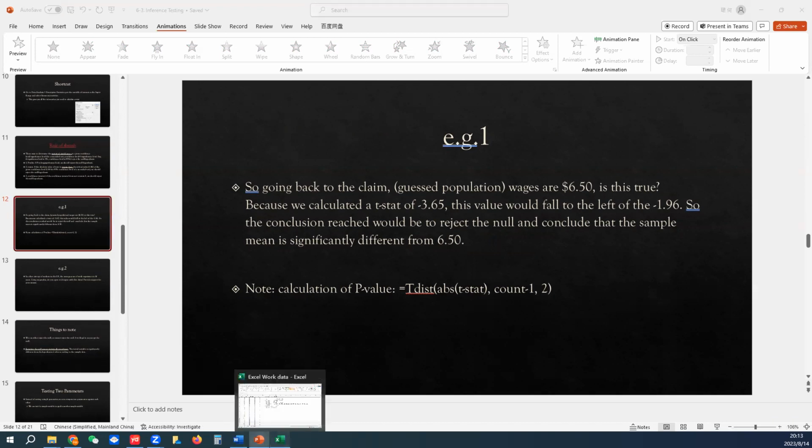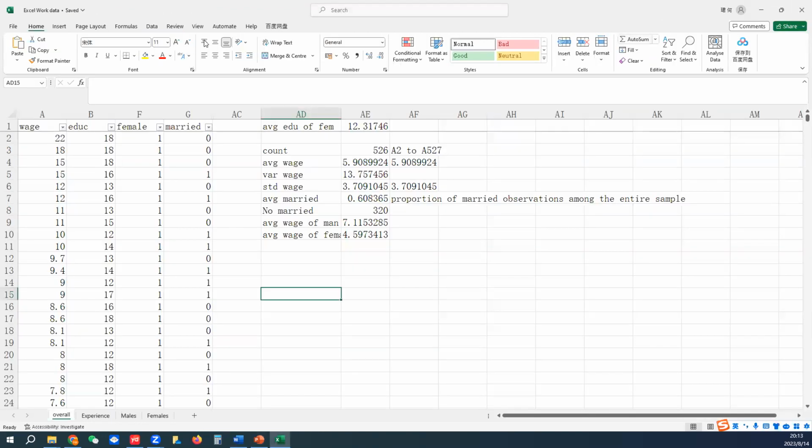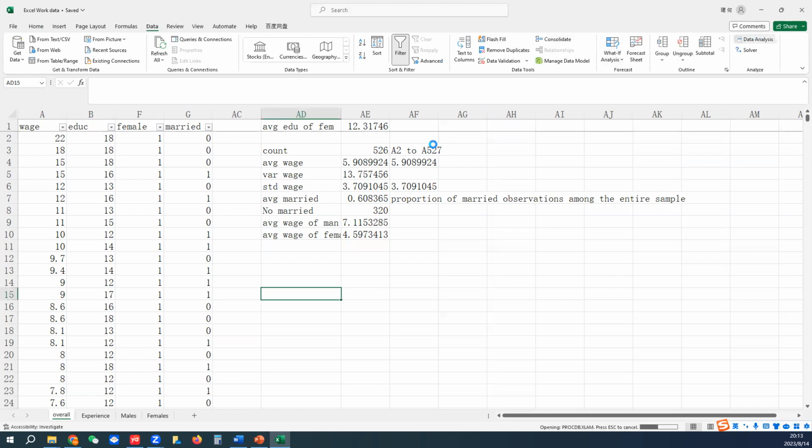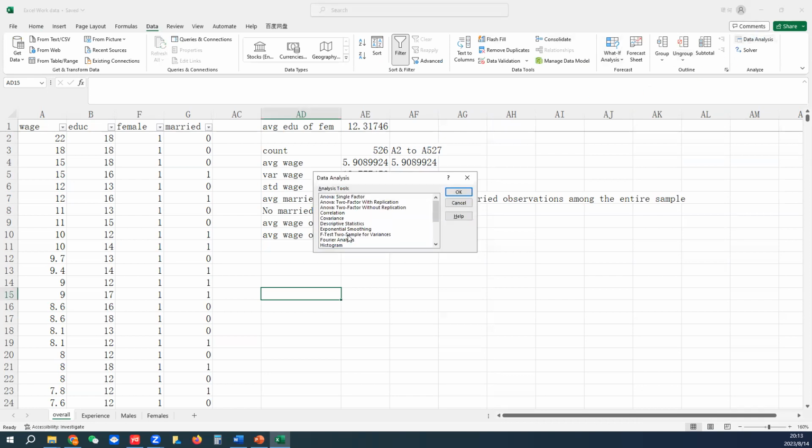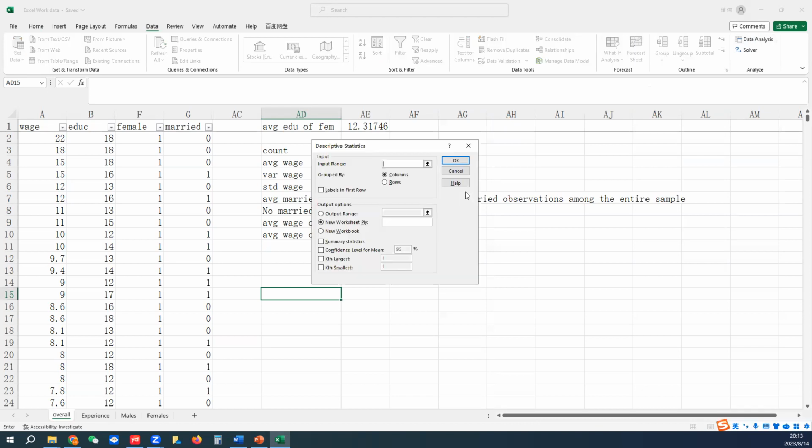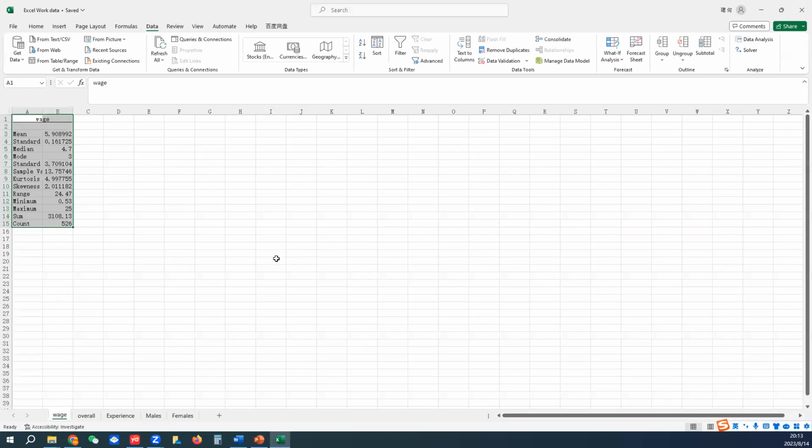The shortcut is to find the summary statistics. So what we do is we go to data analysis, and we go to descriptive statistics. We have input range as A, and it has the label as the first row. We have a new worksheet, and we name it salary wage. And we have to look at the summary statistics. So this is the wage.